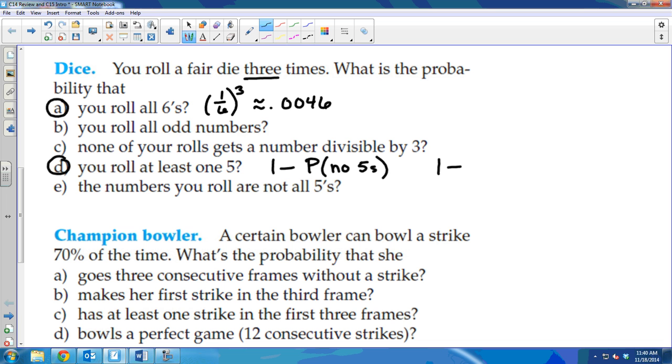So how do I find the probability of getting no 5s? 5 over 6 to the 3rd. So this ends up being 1 minus 0.578. It's approximately 0.421.